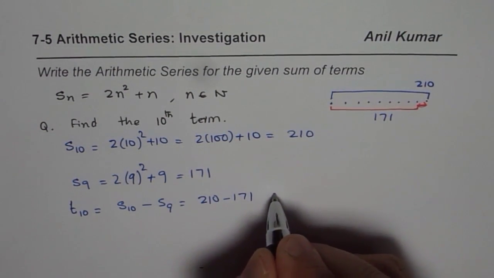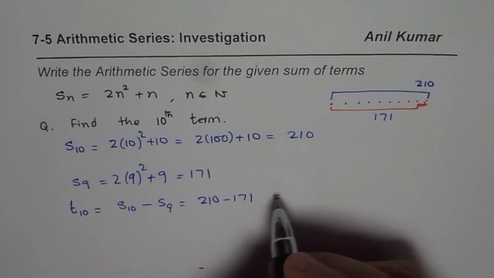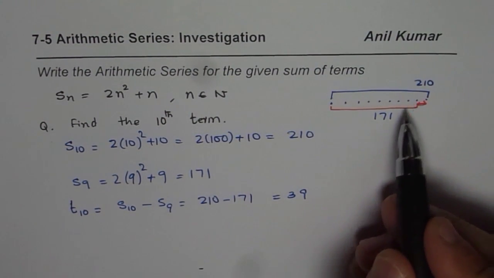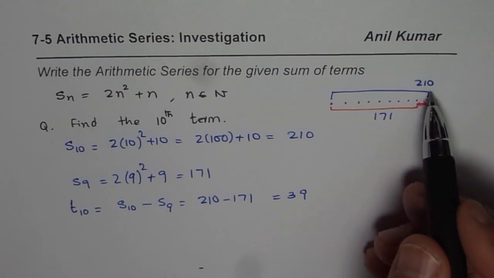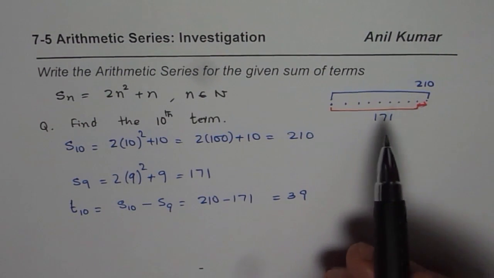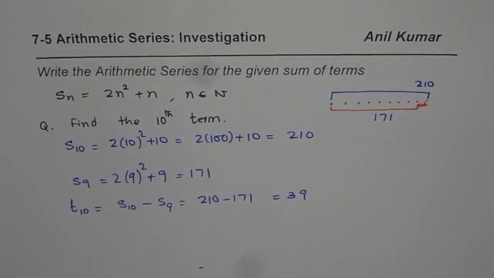So the difference is 39, and therefore the 10th term is 39. If I add 39 to the sum of 9 terms, then I get the sum of 10 terms. It makes sense. Do you get the idea? That is a very important concept to understand here. I hope it is well taken. So if you are given a general formula for the sum of terms, you can adopt this method of finding a term from the given arithmetic series.